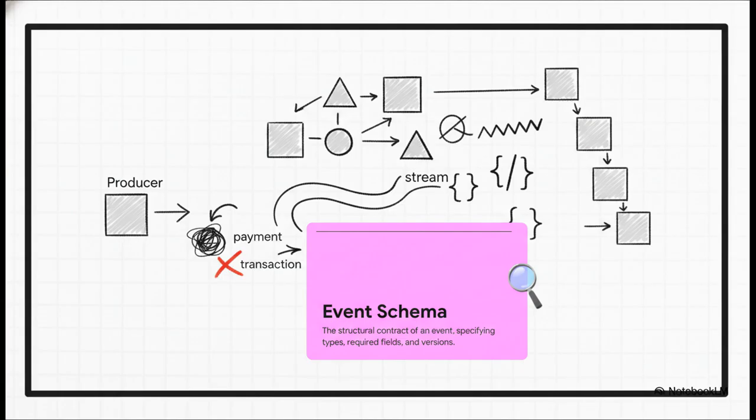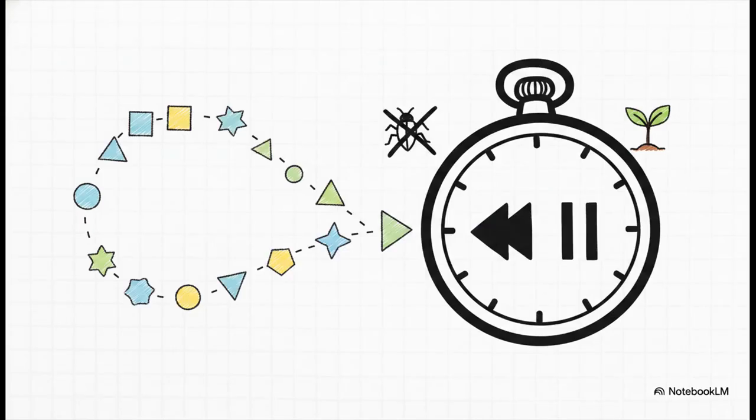If a producer carelessly tweaks a payload, like, say, renaming payment ID to transaction ID on a payment completed event without any schema governance, that is a surefire way to instantly break all the downstream consumers that rely on that exact data structure. Now, what's really interesting here is the concept of event replay.